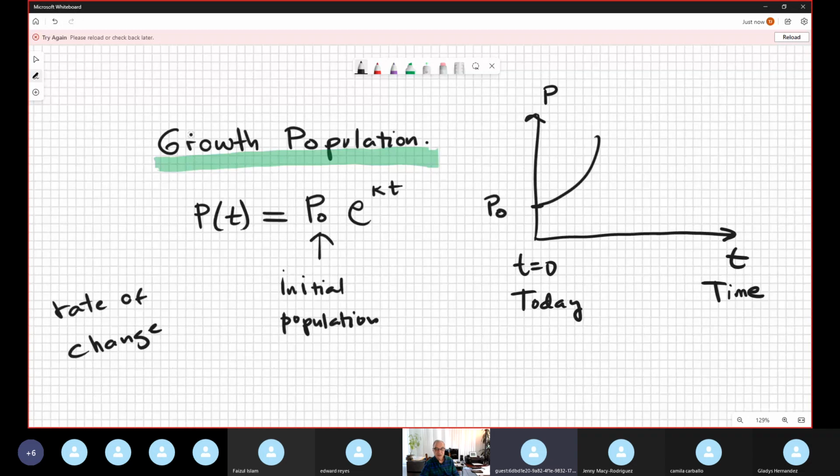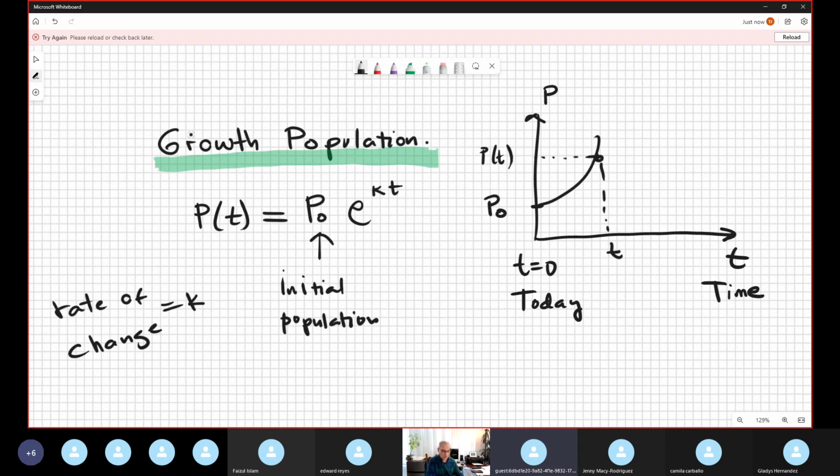And this is determined by K, the rate of change. K is the rate of change. It's similar to the interest rate when you're talking about money, but this is not money. This is biology, you see. And now you can find the population at any time, exponential. Okay, this is exponential growth.